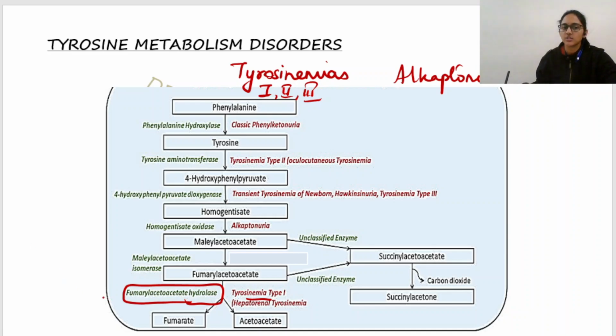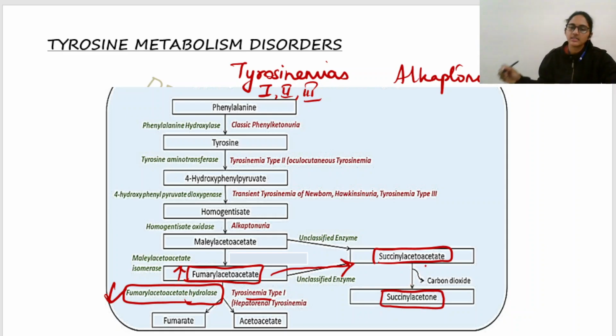Now fumaryl acetoacetate hydrolase. If this enzyme is defective, what happens? Fumaryl acetoacetate gets accumulated in the circulation. Now this fumaryl acetoacetate can get converted to succinyl acetoacetate, which in turn can get decarboxylated to form succinyl acetone. This succinyl acetone is toxic to your kidney and liver. That is why this type is called hepatorenal tyrosinemia.